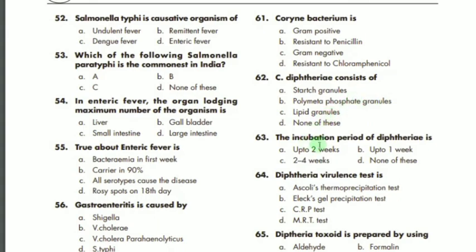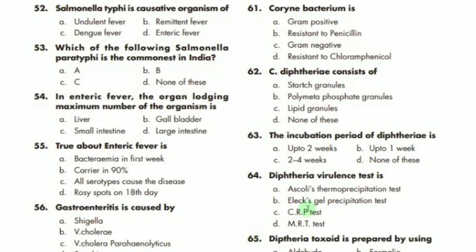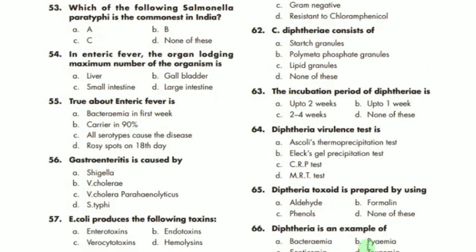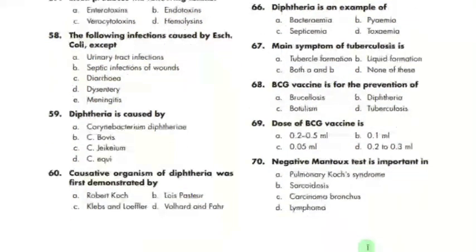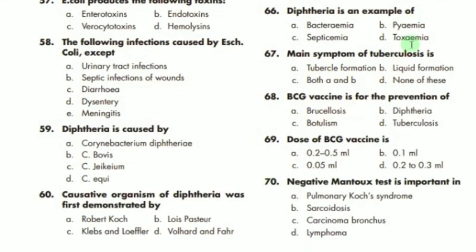63 MCQ says that the incubation period of diphtheria is 2 to 4 weeks. The diphtheria virulence test is the Elek gel precipitation test. B is the correct option. 65, diphtheria toxoid is prepared by using formalin. B is the correct option. Then we have 66 which says that diphtheria is an example of what? It's actually an example of toxemia. D is the correct option.